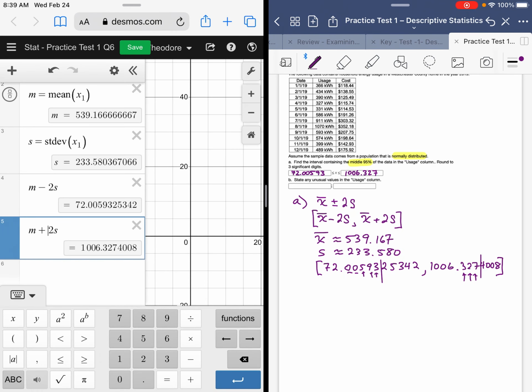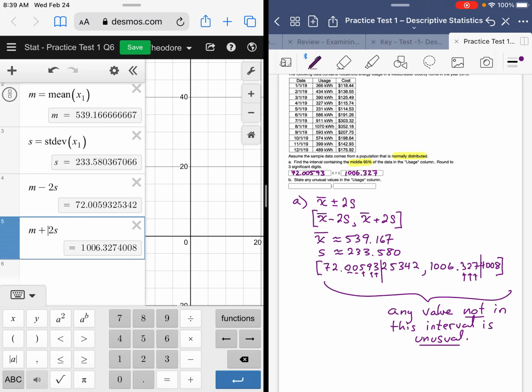Now for part B, it says state any unusual value. So any value that falls outside of this interval is going to be considered unusual. So any value not in this interval is unusual.